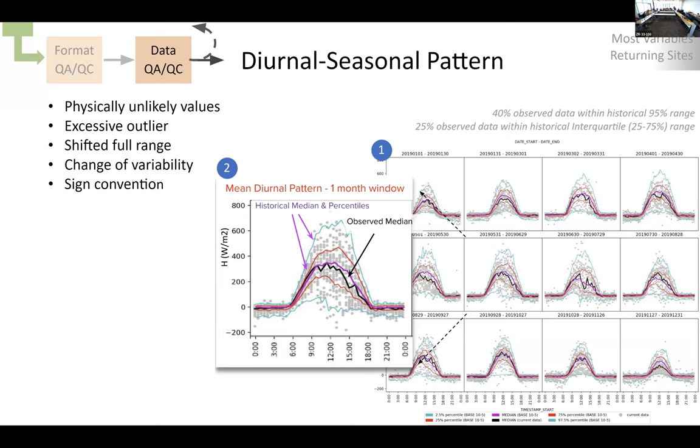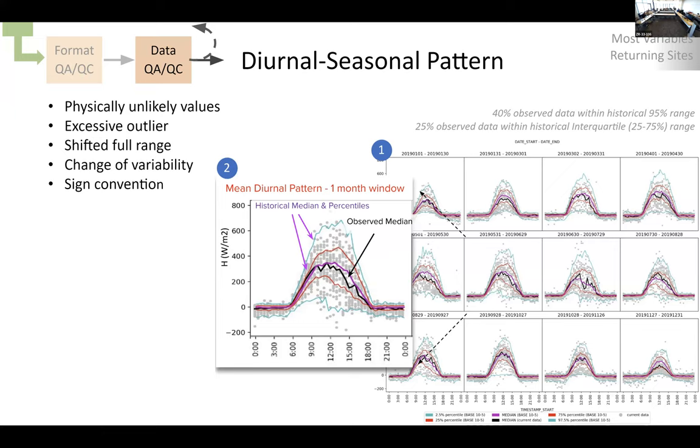Every small panel here is a monthly diurnal pattern of this variable, and all the gray dots are observations from your site. If you're a returning site with published data in our record, we build the range for your diurnal seasonal pattern for this variable. You probably cannot see it very clearly, but all the colors here, the pink, the red, and the blue, are based on your previous record: the range of your data for this variable at this month, for this hour. So this is a monthly diurnal range for this variable for your site, built based on your data.